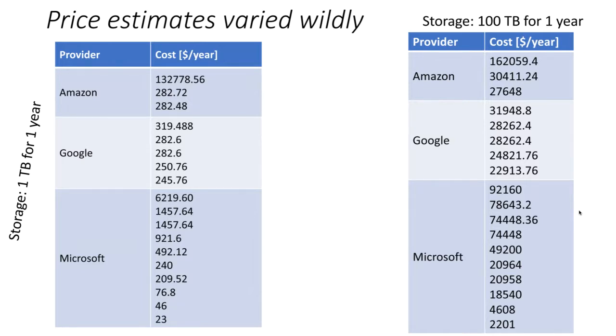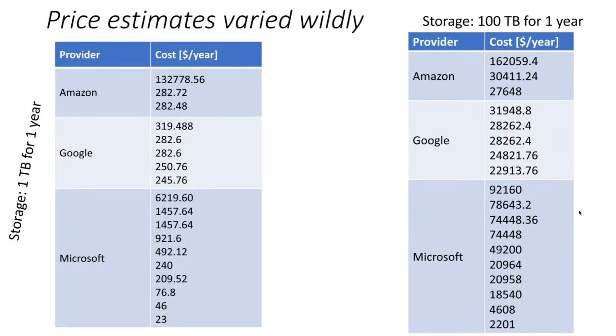All right, so observation number one in my book: there's a range here, right? Also, there's a huge range between suppliers. Amazon versus Google versus Microsoft have huge variations. Google, not so much, which I was sort of impressed by. I don't know if that's because you all went to the same website or what. But between Amazon at $130,000 versus $23 for Microsoft, that's quite a spread.